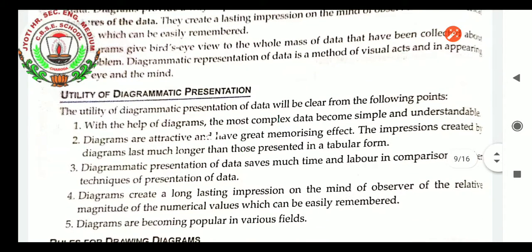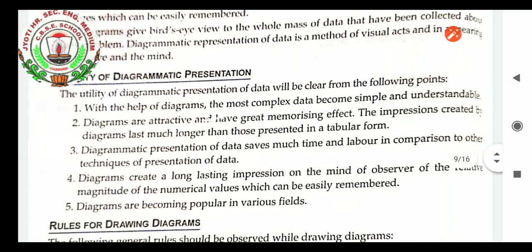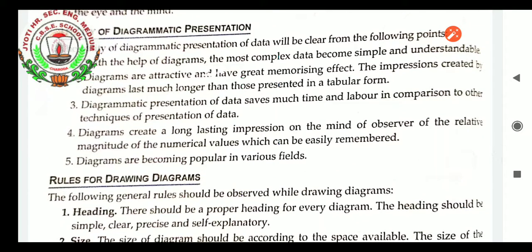Utility of diagrammatic presentation, student. The utility of diagrammatic presentation of data will be clear from the following points. With the help of diagrams, the most complex data becomes simple and understandable. Diagrams are more attractive and have a great memorizing effect. The impression created by a diagram lasts much longer than those presented in tabular form. Diagrammatic presentation of data saves much time and labor in comparison to other techniques of presentation of data. It creates a long-lasting impression.